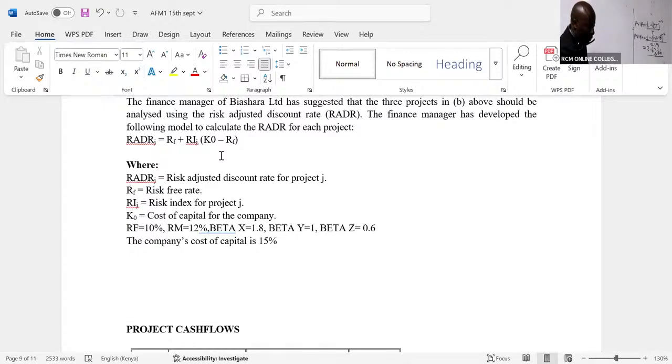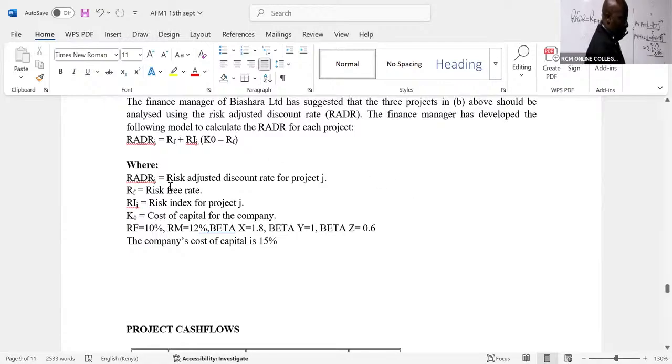So RADRI has been given. It is risk-free plus risk index. Yeah, so we have here risk index, and then we have here KO minus, in this case, risk-free. This formula, of course, will be given to you. It's very, very similar to CAPM.